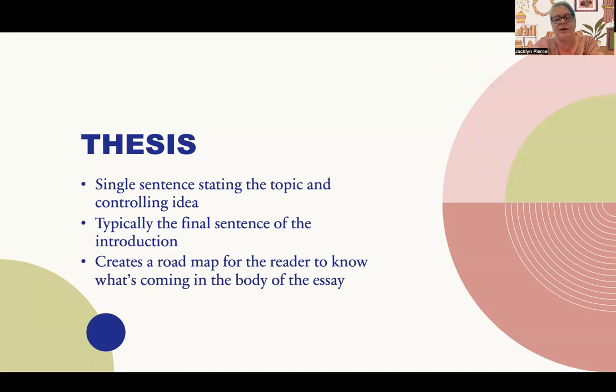Basically, that thesis statement is creating a roadmap for the reader so that they know what's coming in the body of the essay. That's one reason why I always say put it right next to the body. End of the intro leads right into what it's telling the reader what to expect.